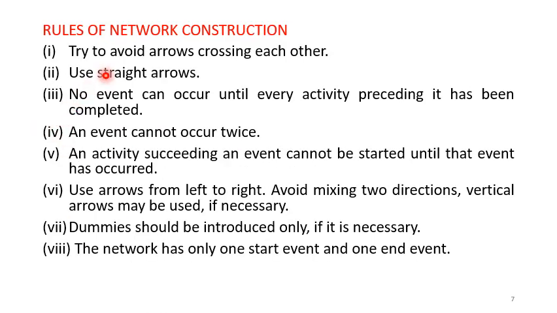Let us see the rules of network construction now. First rule is try to avoid arrows crossing each other. So arrows should be straight. So use straight arrows, no crossing. No event can occur until every activity preceding it has been completed. So no event can occur until every activity preceding it has been completed.